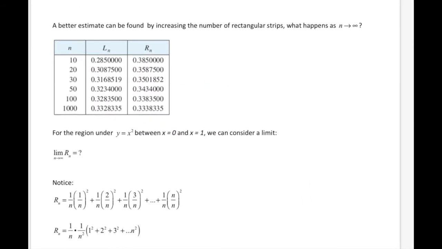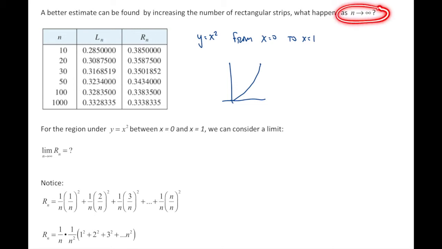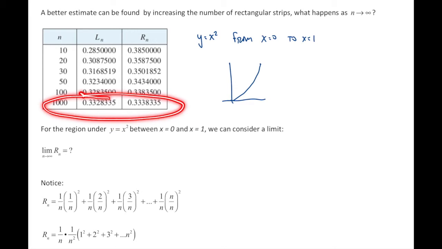Now here, I've got a table with an increasing number of strips. This is for that curve, y equals x squared, from x equals 0 to x equals 1. If we take a larger and larger number of rectangular partitions, what happens as that number approaches infinity? So we look at the table that's already been calculated for us. We've got 10 rectangles, 20 rectangles, 30 rectangles, 50. As those are getting larger and larger, it's going to be increasing, or in this case decreasing, but is it closing in on some middle number? If we have 1,000,000 rectangles, it kind of looks like it's approaching 1/3.